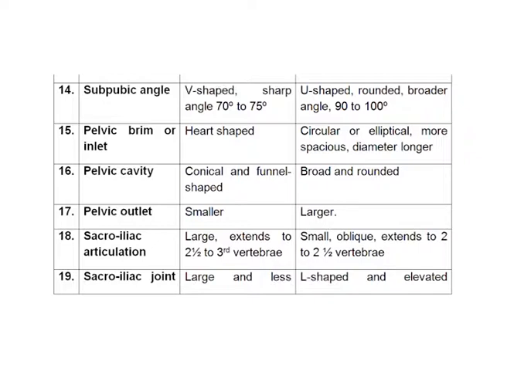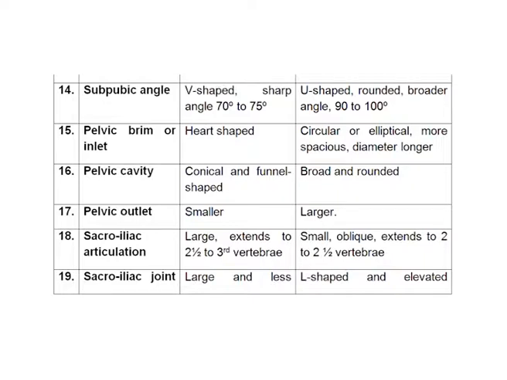If we observe the pelvic brim or the pelvic inlet, it is heart shaped in male pelvis, whereas it is circular or elliptical and more spacious with longer diameter in female pelvis. If we observe the pelvic cavity, it is conical and funnel shaped in male pelvis, whereas it is broad and rounded in female pelvis. If we see the pelvic outlet, it is smaller in male pelvis, whereas it is larger in female pelvis.